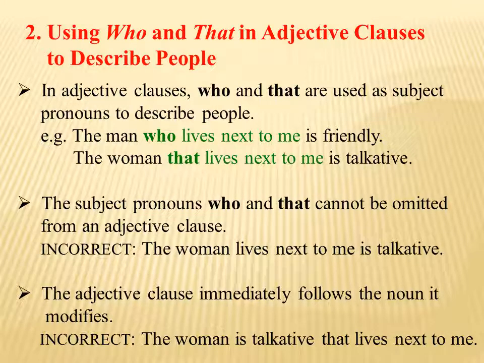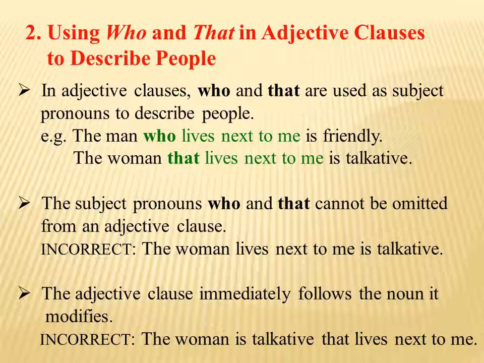Subtitle 2, Using who and that in adjective clauses to describe people. In adjective clauses, who and that are used as subject pronouns to describe people. Both who and that are common in conversation, but who is more common in writing. Example: the man who lives next to me is friendly. So the adjective clause who lives next to me modifies the noun man. The woman that lives next to me is talkative. The adjective clause that lives next to me modifies the noun woman.